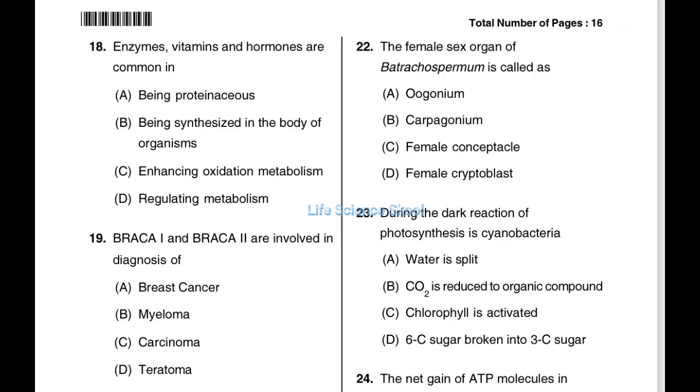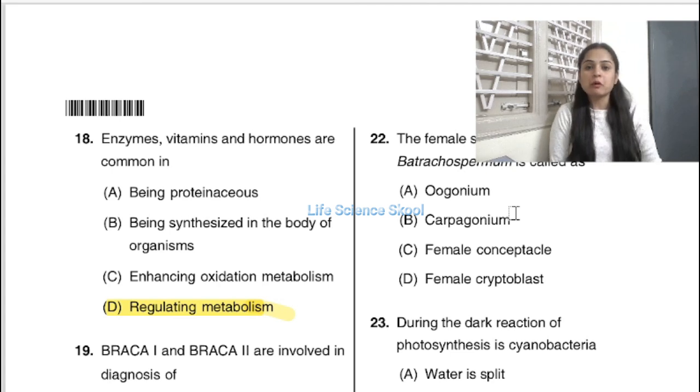Moving on to the next question, 22nd question. The female sex organ of Patrocospermum is called as: option A, oogonium; option B, carpogonium; option C, female conceptacle; option D, female cryptoblast. Let's solve this. We will know what is this Patrocospermum.